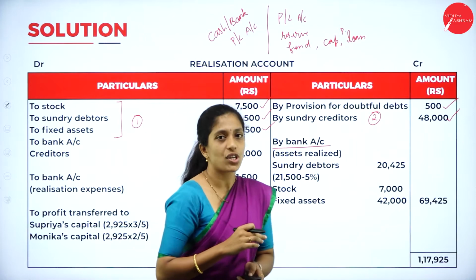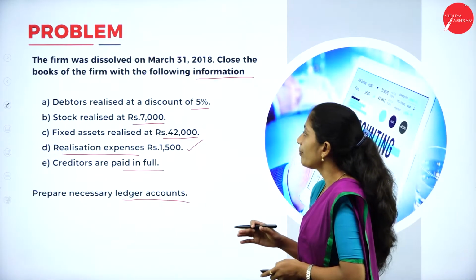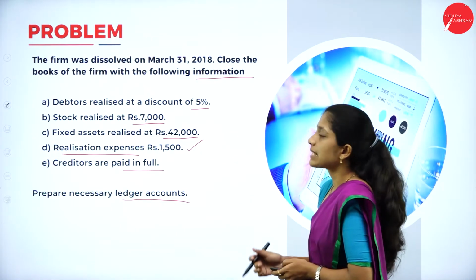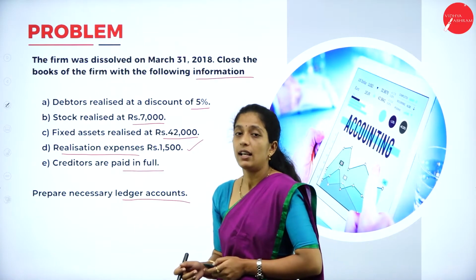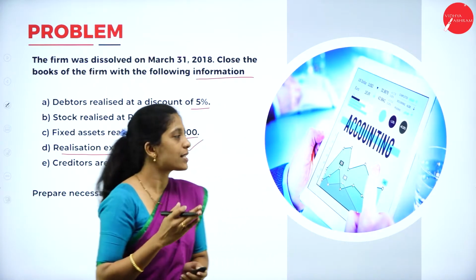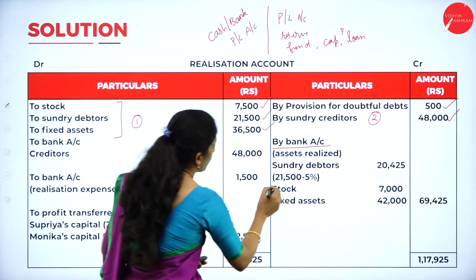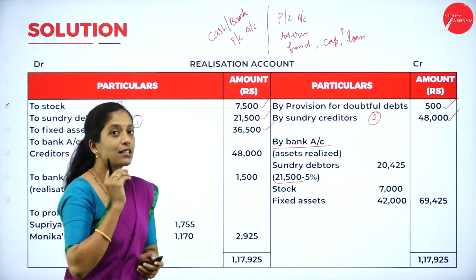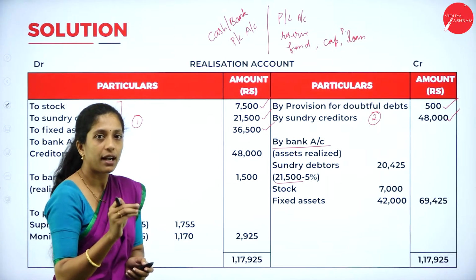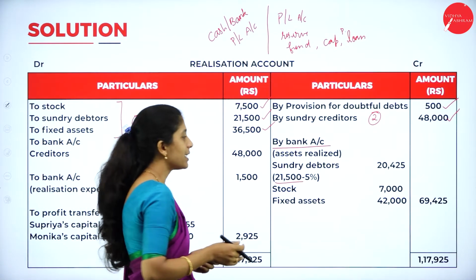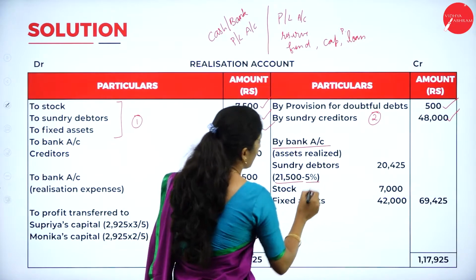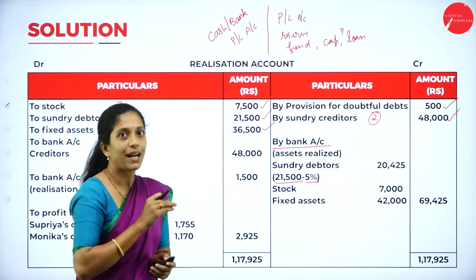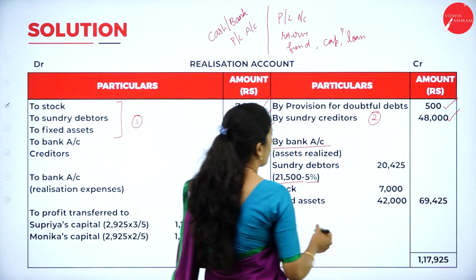Now go through your adjustment. What have they told here? Debtors realized at a discount of 5%. Now in your balance sheet, what is the value of debtors they have given? 21,500. That is before provision. Debtors is 21,500 minus 5% discount. Discount is nothing but deduction. So minus 5%. So you'll get how much?